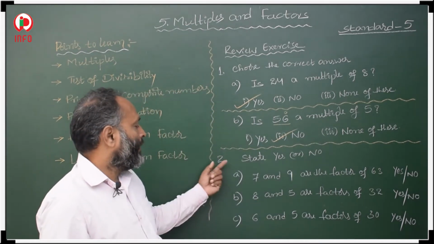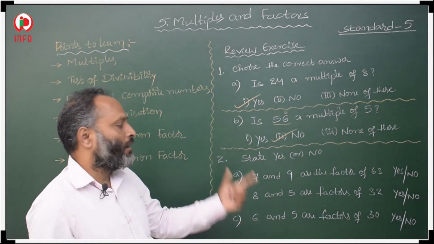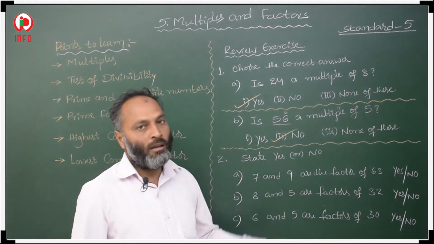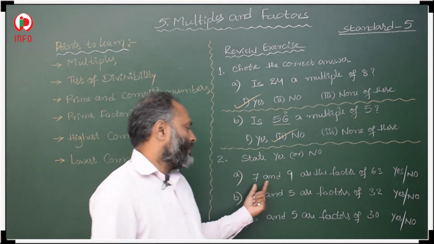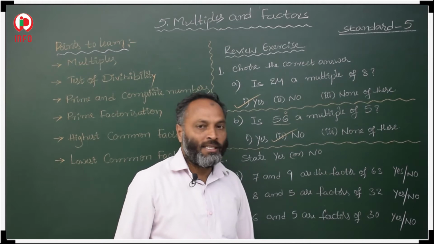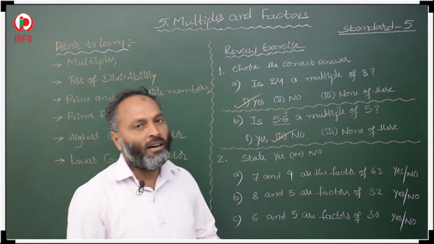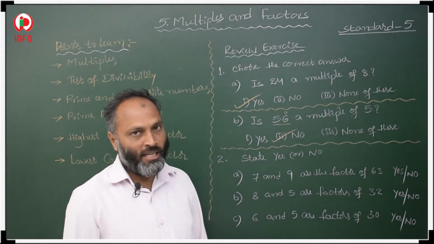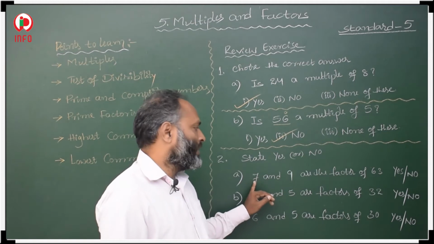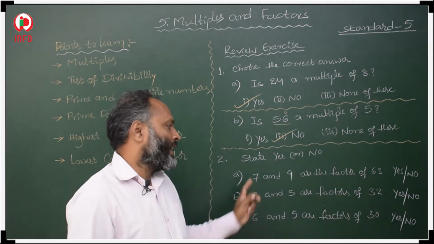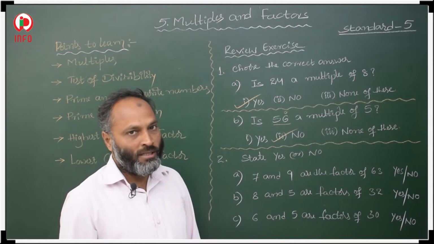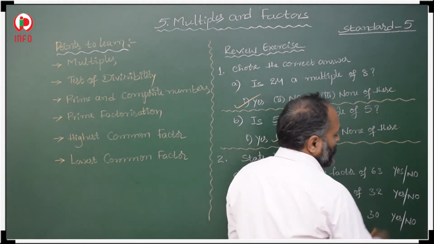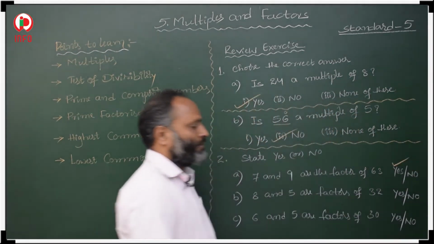Next, here some statements were given, and he is asking yes or no. So we have to read and say whether it is yes or no. First question, 7 and 9 are the factors of 63. Check individually. In the 9 table you will get 63 or not. 9 sevens are 63. In the 7 table also you will get 63. 7 nines are 63. So both are factors. So here the answer is yes.